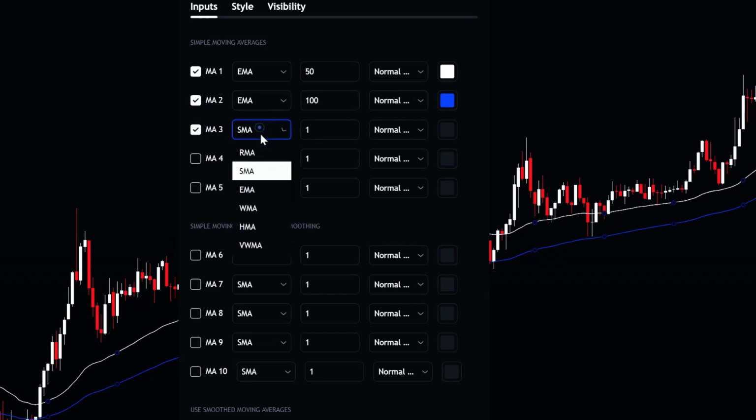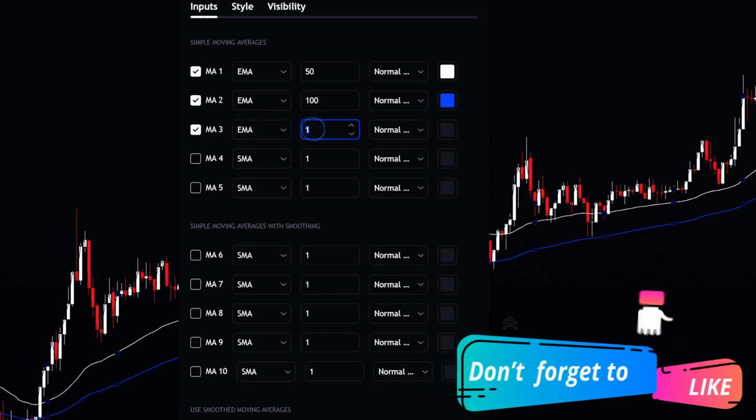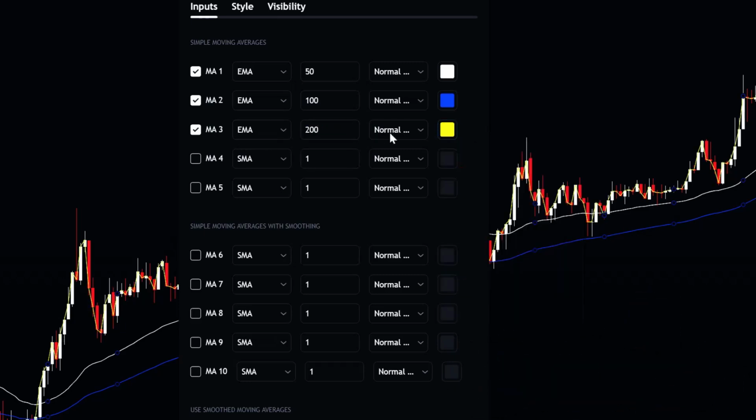Now, let's check the third MA. We're gonna set this one to EMA as well, with a period of 200. You can choose a different color for this one too, just to keep things organized.